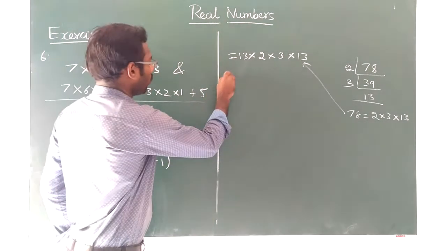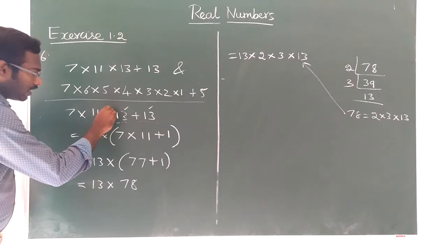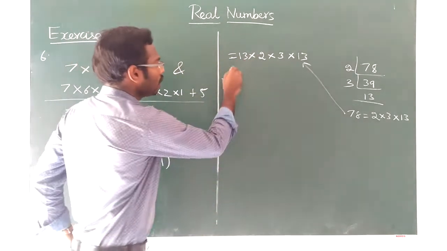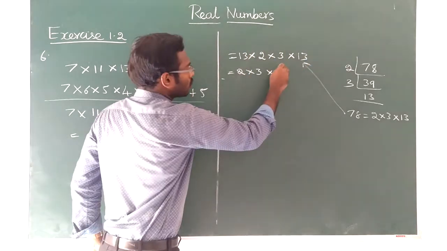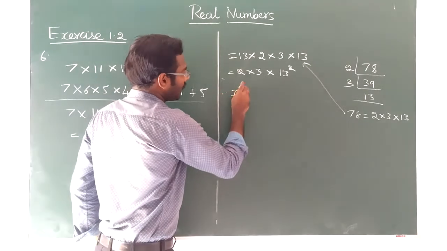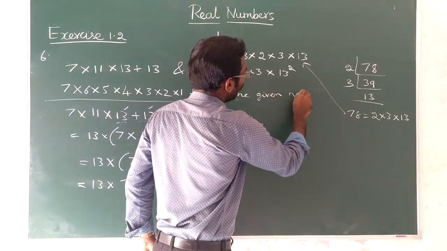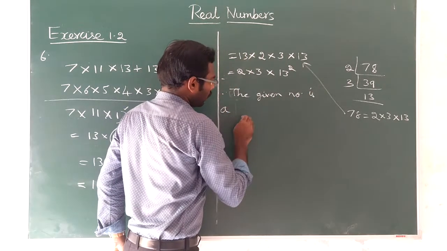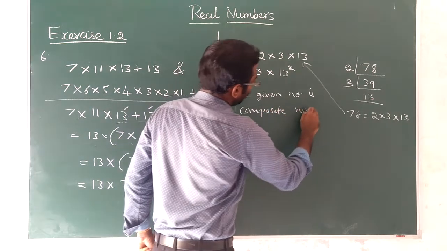Now, therefore, the given value is expressed as a product of primes. This is equal to 2 into 3 into 13, that is 13 two times, so 13 power 2. Therefore, the given number is a composite number. Why?